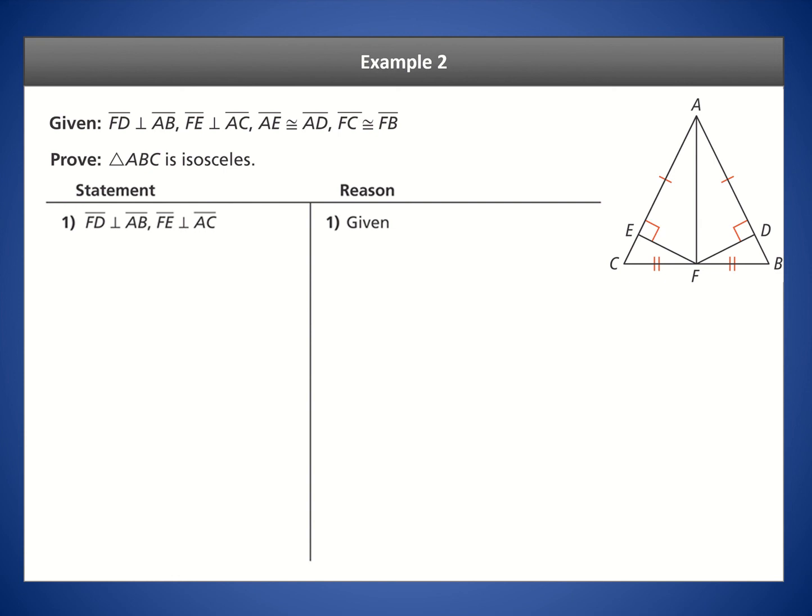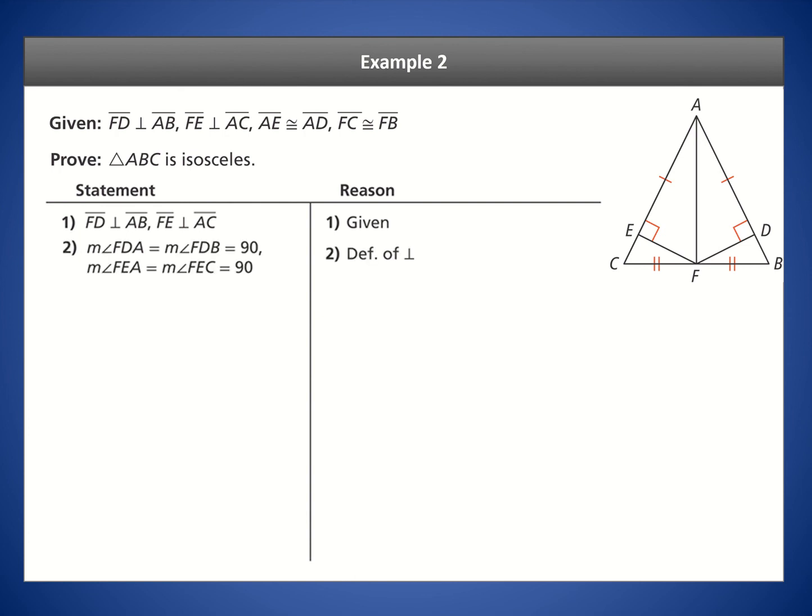Okay, so first given statement, FD is perpendicular to AB. So that's referring to this part. FD is perpendicular to AB, and that's why this is a right angle. Perpendicular means that you have a right angle, and so that's why we have that right angle there. And then FE is perpendicular to AC, which is why you have this right angle here. Okay, so that's a given.